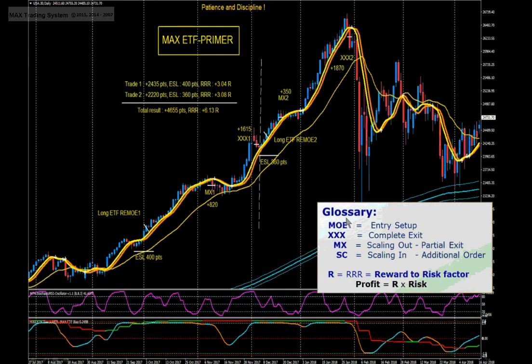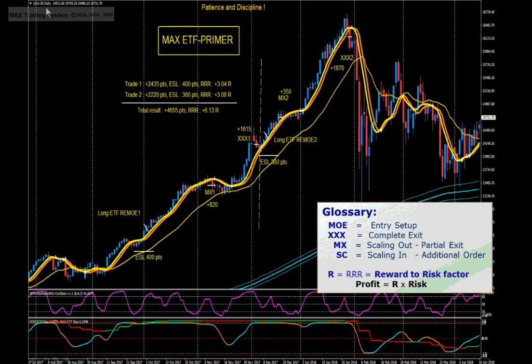The Max can also be used, of course, with a higher time frame, even higher. This is an example of a daily time frame, this time with the Dow Jones Industrial Average, the Dow Jones 30 index, to trade over a period of several weeks or several months, approximately 3 months. And you can see that with the Max ETF Primer, we have exactly the same structure of trades. The chart is not the same.